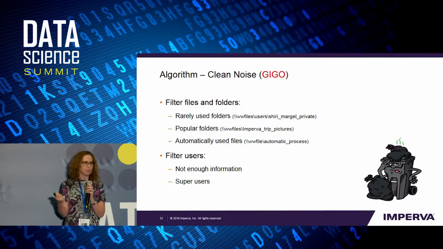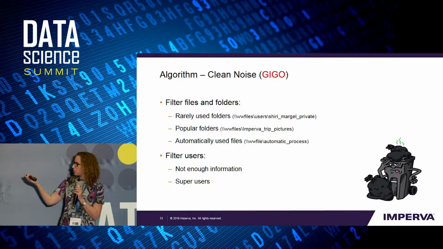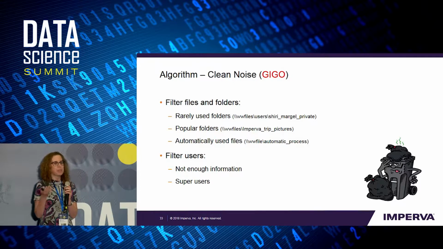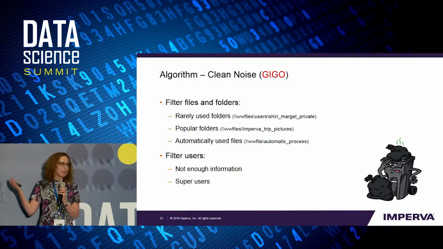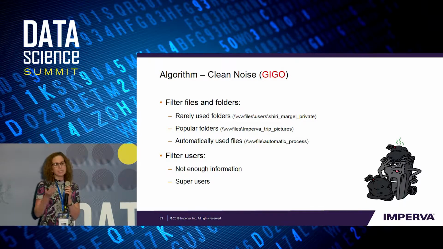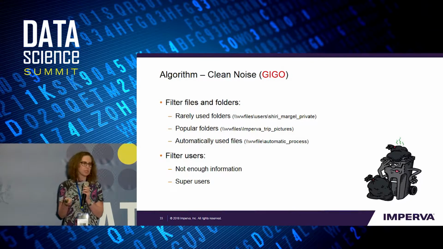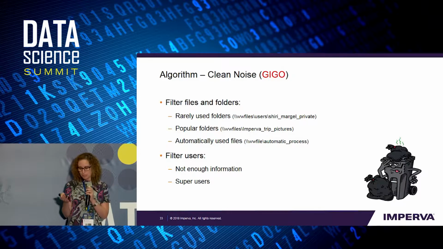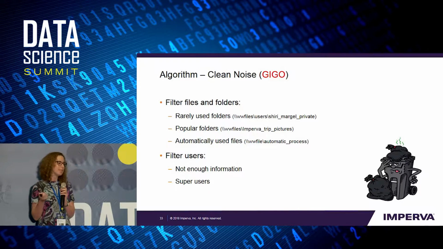We also clean popular folders. An example of such a folder could be the pictures folder of my organization. Obviously, many of the users in the organization will access this folder regardless of the projects that they work on, and it doesn't give us any information about the different peer groups. Many times it will just do the opposite. We also clean automatically used files. These are files that are accessed by processes from my computer, but not by myself.